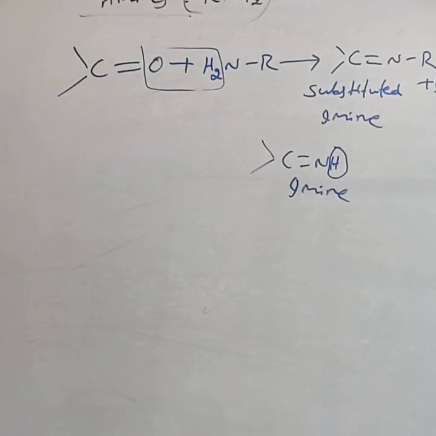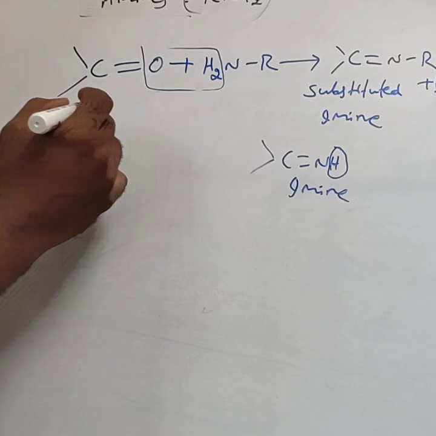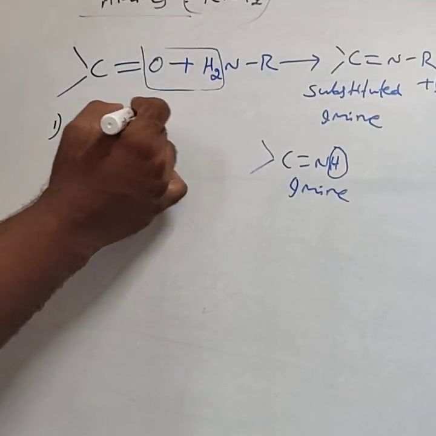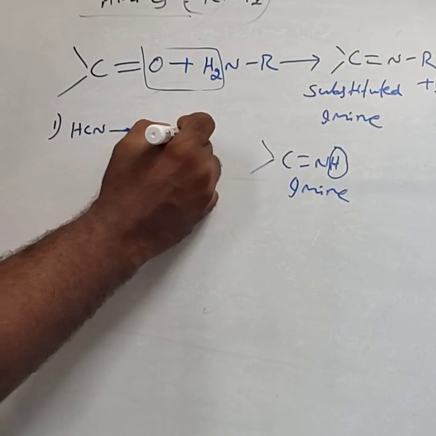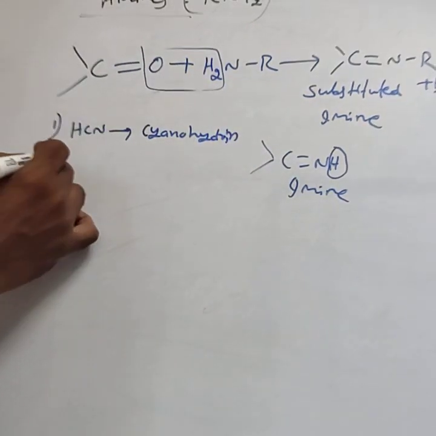In the next class, we will study the other property, the second property, that is reduction reactions. This is the first property. The first property is the nucleophilic addition reaction. In that nucleophilic addition reaction, the first example is with HCN. Already we have considered the mechanism. In that case, the product is cyanohydrin.